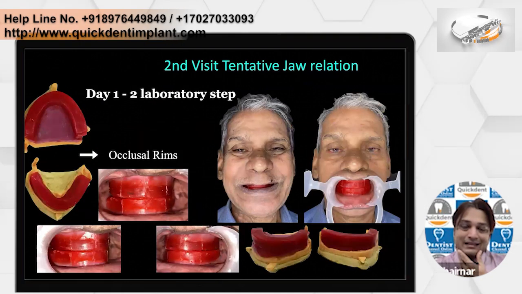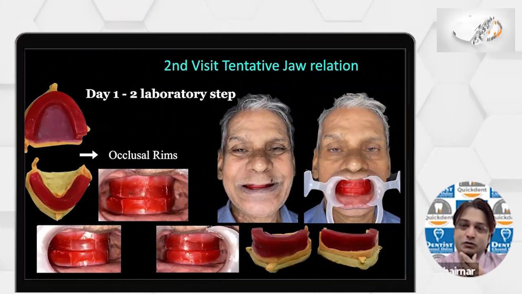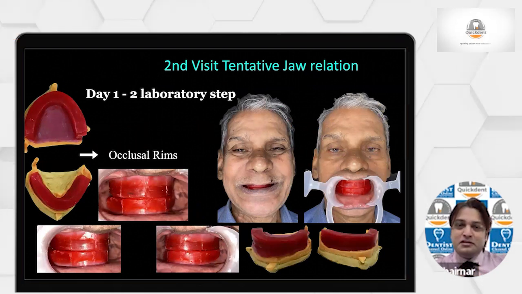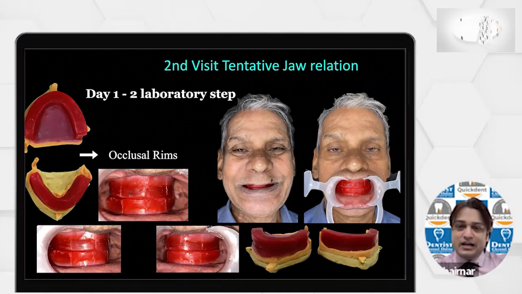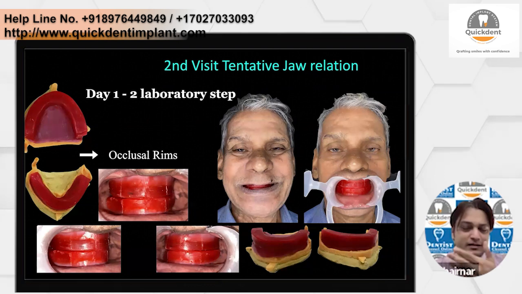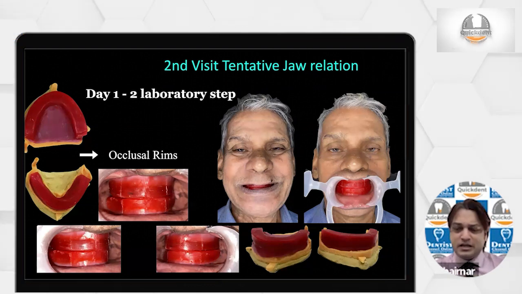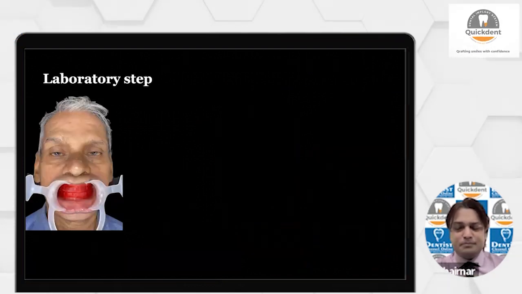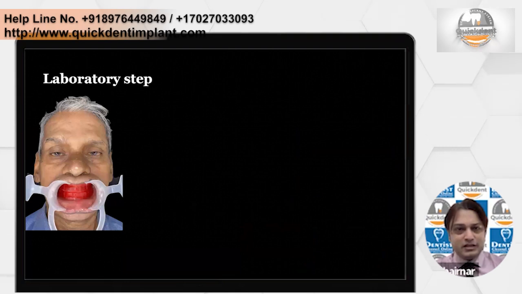So, day two and the second visit. Now, on the second visit, we will be checking the JR, vertical, ideal vertical, and centric, and everything will be recorded. All central line, just like what you do for the denture. Same thing is recorded. This is then transferred to the technician.